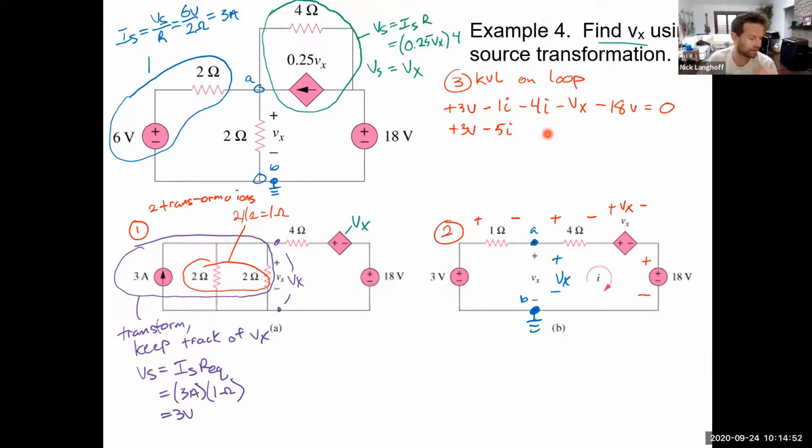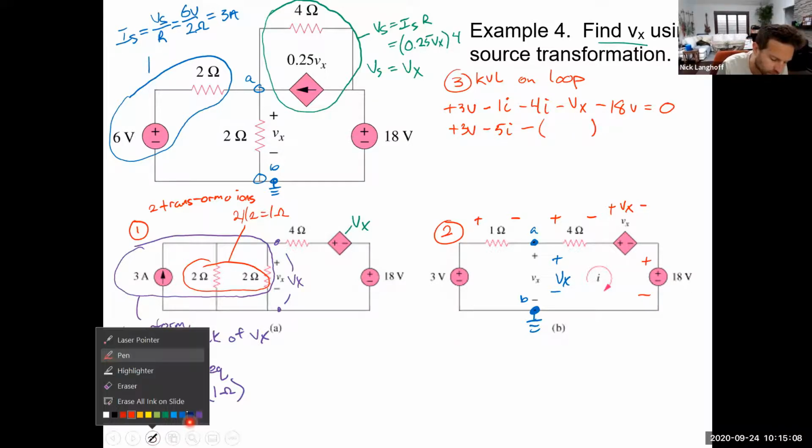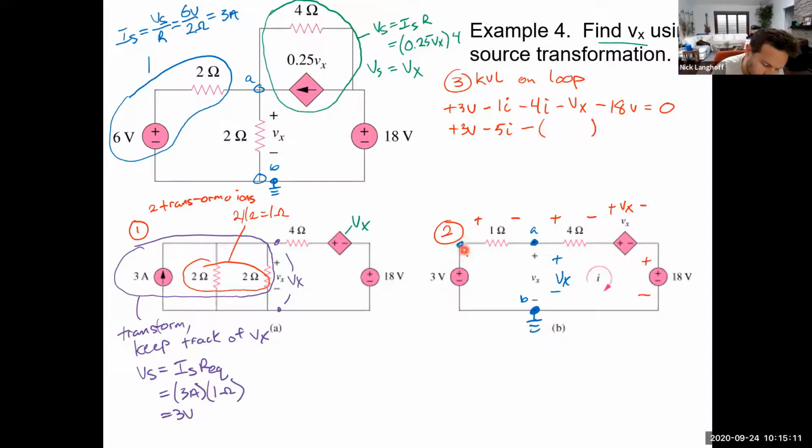I'm actually going to write Vx in terms of I. So check this out. We have minus 5I. This is going to be what was minus Vx here. I'm going to replace that with, if we do a KVL here, so here's 3 volts at this point. This is a minus 1 times I across that drop, right? Across the 1 ohm resistor. So this is 3 volts minus 1I gets us to Vx, the node Vx with respect to ground, right?